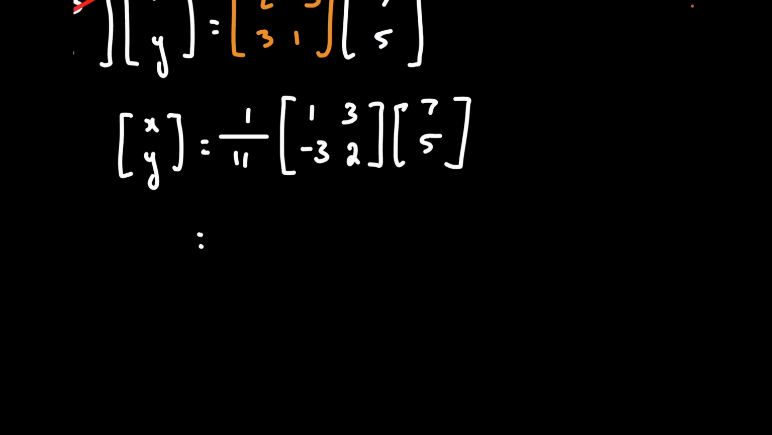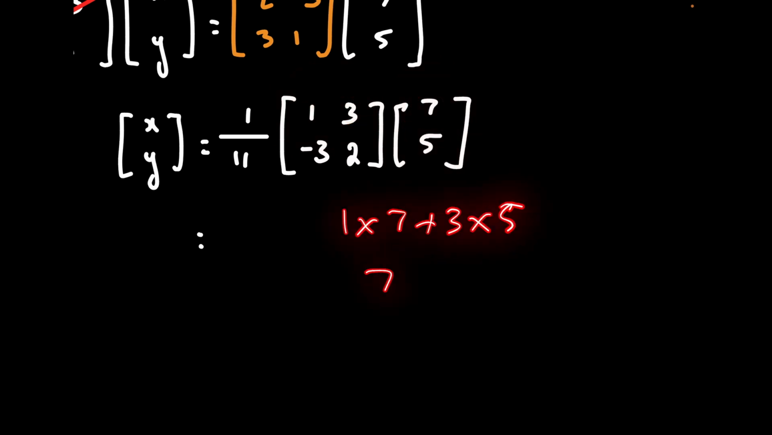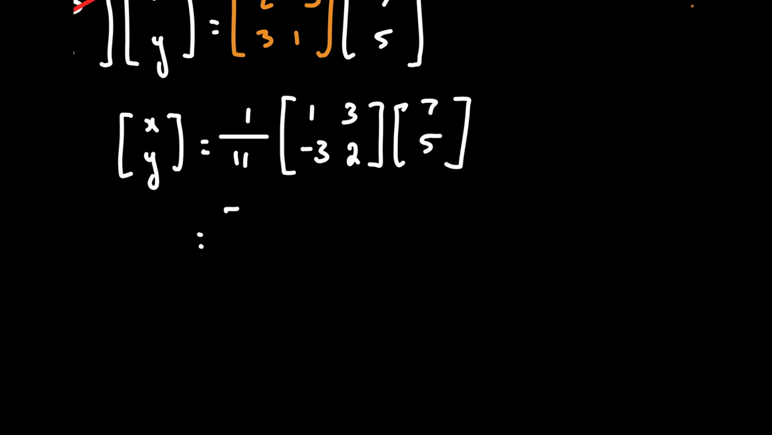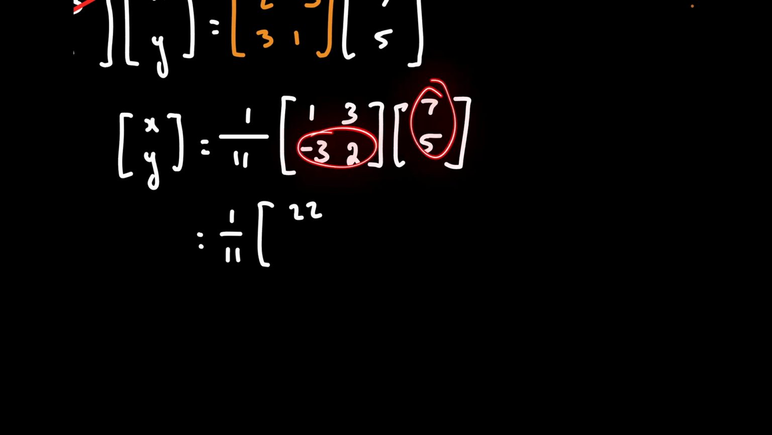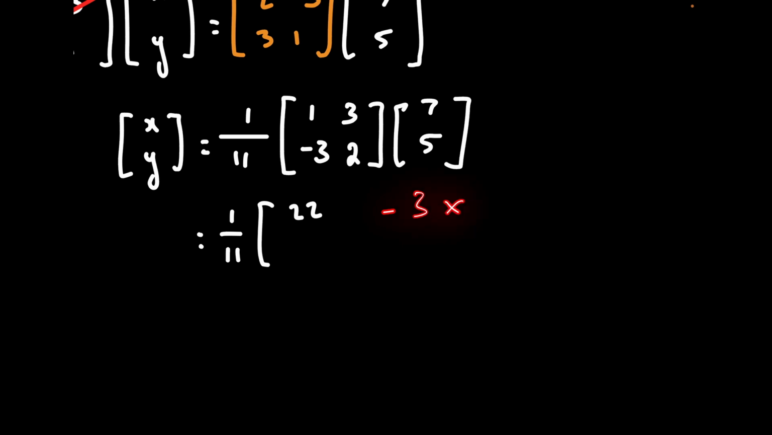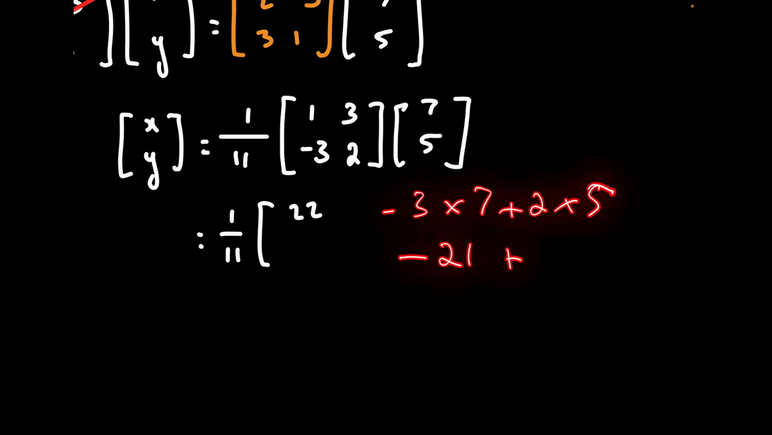Let us now multiply the two matrices out. So row times column, that gives us 1 times 7 plus 3 times 5, which is 7 plus 15, which also just gives us 22. So 1 over 11 and 22. And then second row times the column, that'll give us -3 times 7 plus 2 times 5. That'll give us -21 plus 10, which gives us -11.